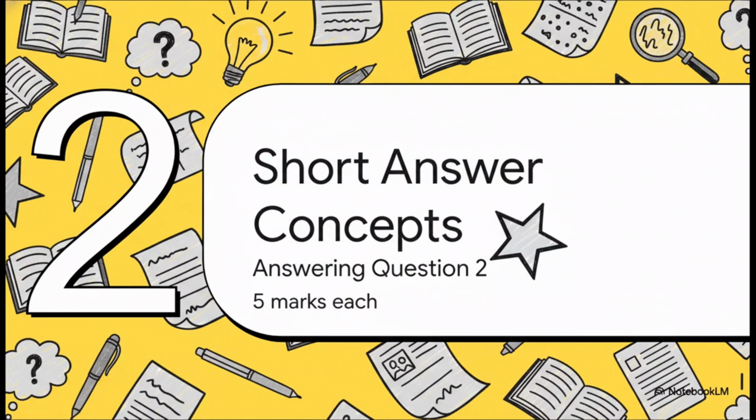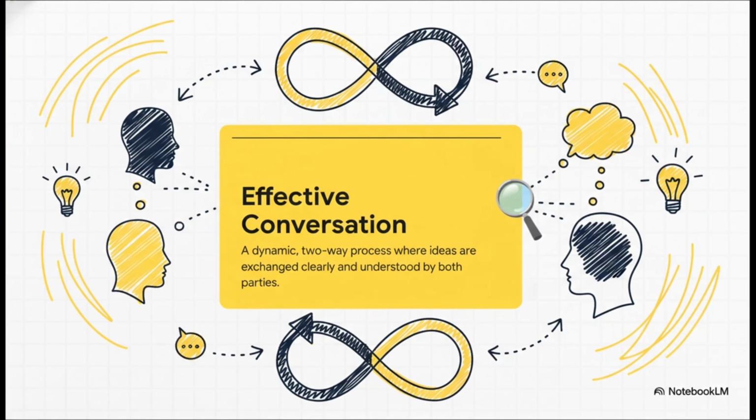Awesome! Now that we've got the dialogue down, let's move on to the next section, question 2. This part deals with short answer theoretical concepts, and they're worth 5 marks each. So the first concept you need to know is effective conversation. And the biggest thing to remember here is that it's a two-way street. It's not a speech, it's an exchange. Both people have to be sending and receiving information for it to actually work.